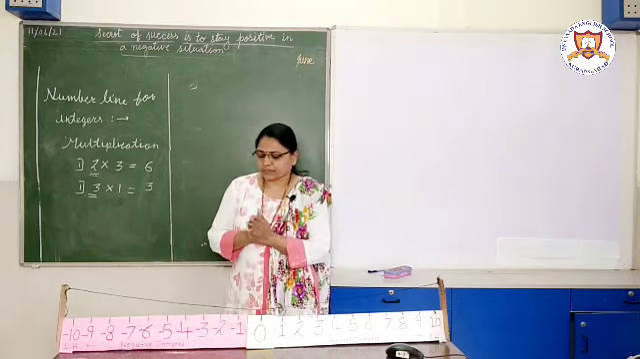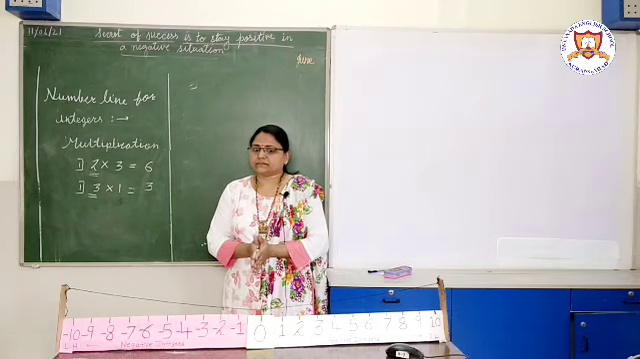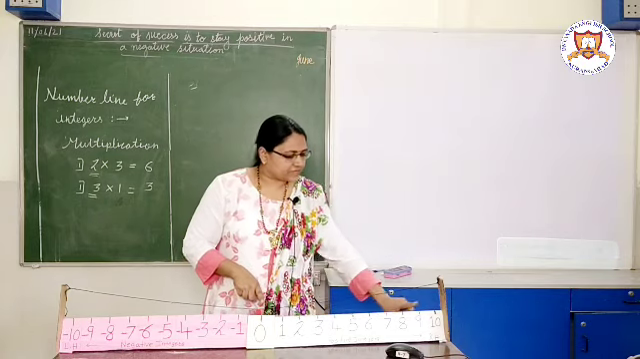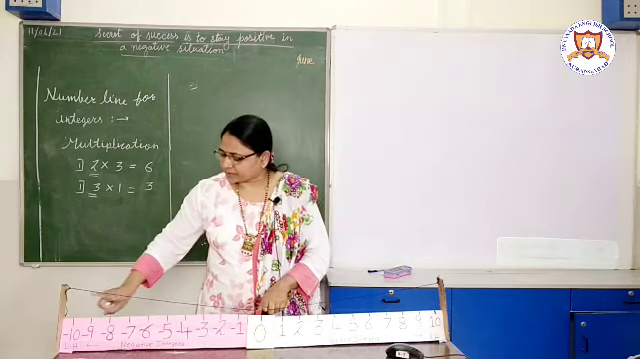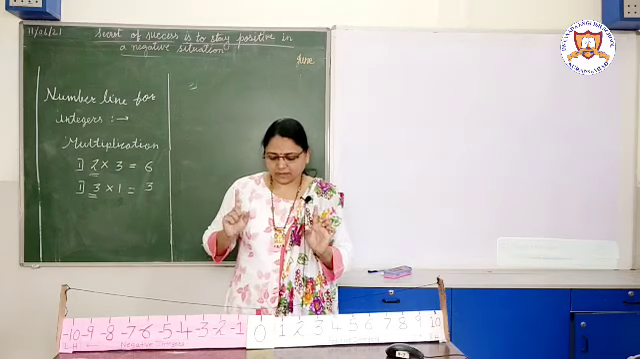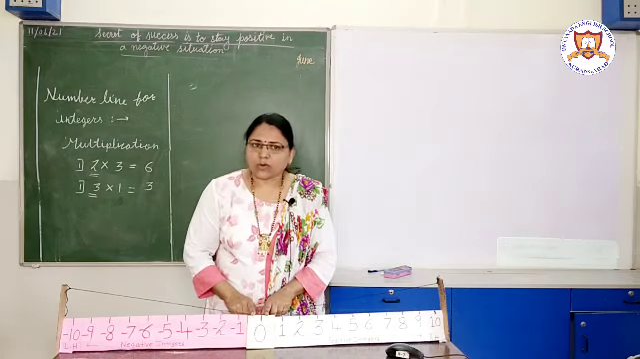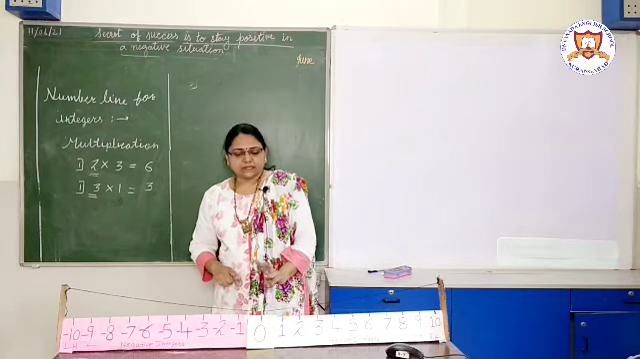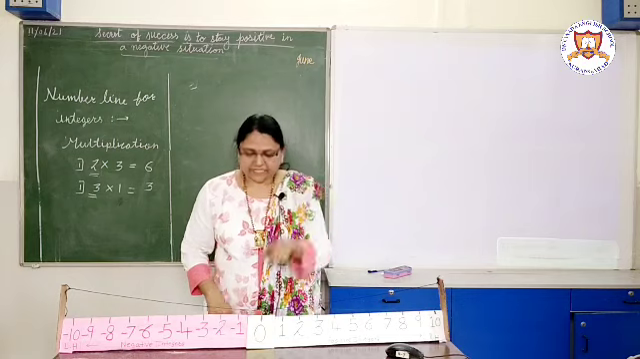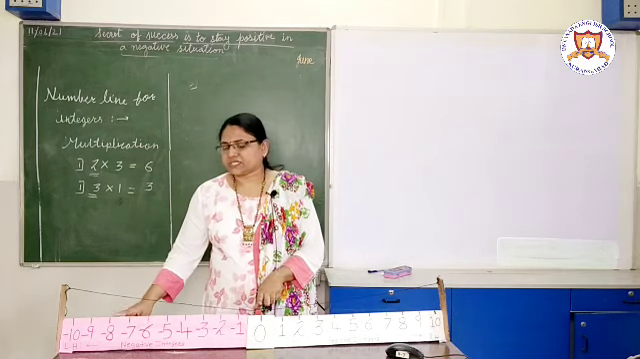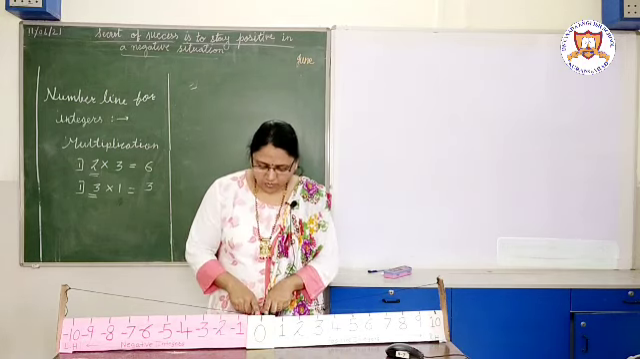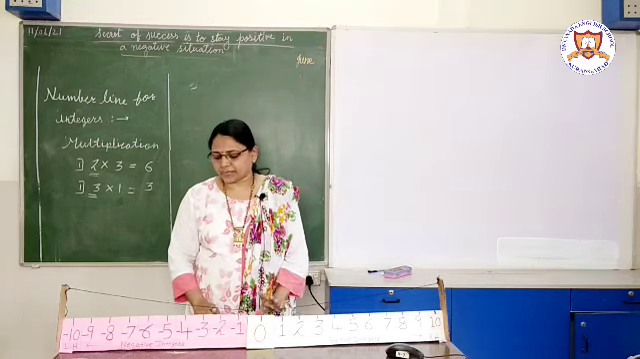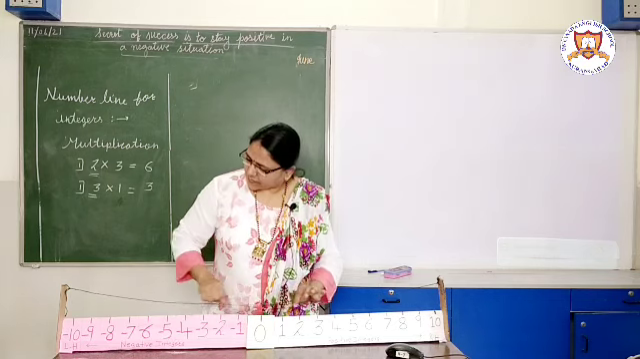Summary: today, what did we learn about a number line? On the right hand side of 0 all the positive integers are there, on the left hand side of 0 all the negative numbers are there. Always keep 3 things in mind: positive integers are always greater than 0, negative integers are always less than 0, and 0 has no sign. These 3 things you have to remember.